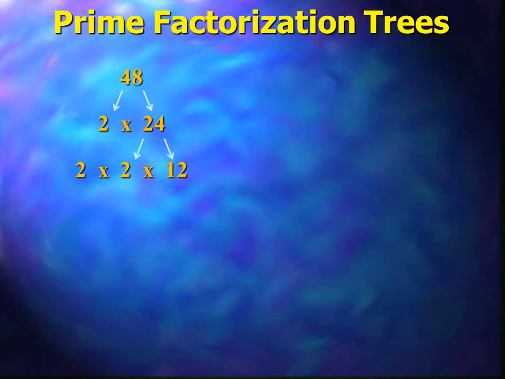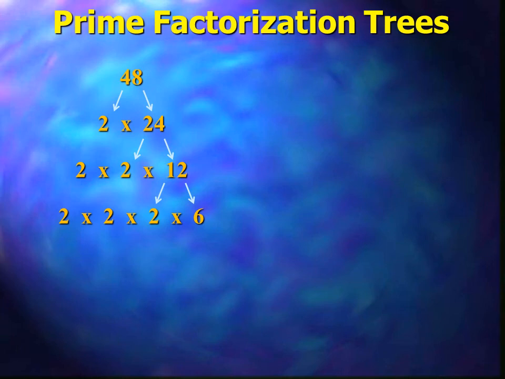Looking at the 12, we can see it is an even composite number again. We can divide that by 2 as well. And we need to carry down the 2 times 2 from the previous line. So we factor 12 into 2 times 6, carrying down the other 2 times 2.